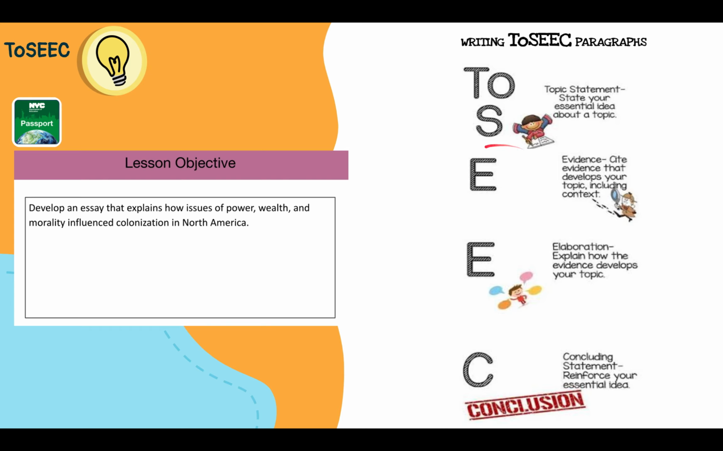Next comes E. This E stands for evidence. This is where you cite evidence that helps support your response or topic. What follows is elaboration. This is where you explain how the evidence helps support your topic in your own words. And finally, the C stands for concluding statement. This is where you will have the opportunity to close out your writing by reinforcing your essential idea or restating your topic statement.